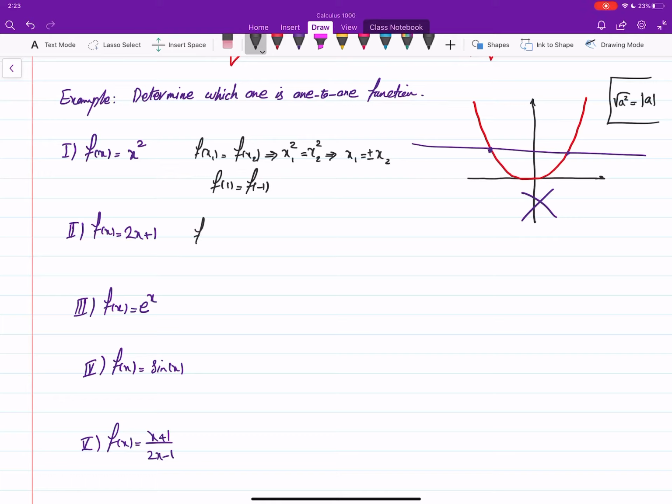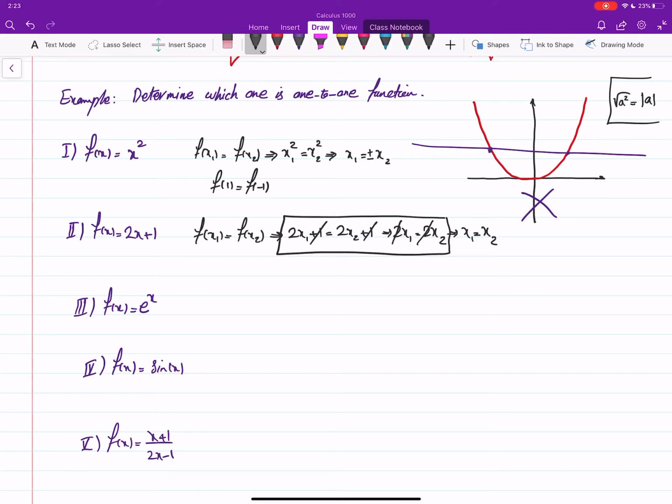How about this one? f of x1 is equal to f of x2 implies that 2x1 plus 1 is equal to 2x2 plus 1. Ones cancel, then 2x1 is equal to 2x2. 2 cancels, and then you get x1 is equal to x2. What we did was start from setting f of x1 equal to f of x2, and we concluded that x1 is equal to x2. So this means that this is a one-to-one function. This wasn't a one-to-one function.